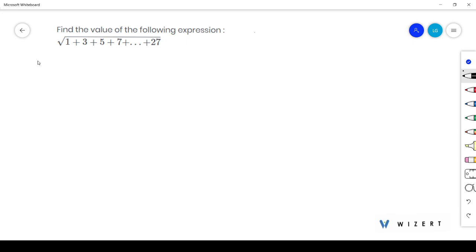Our question is, find the value of the following expression. We have given the square root of 1 plus 3 plus 5 plus 7 plus and so on plus 27.